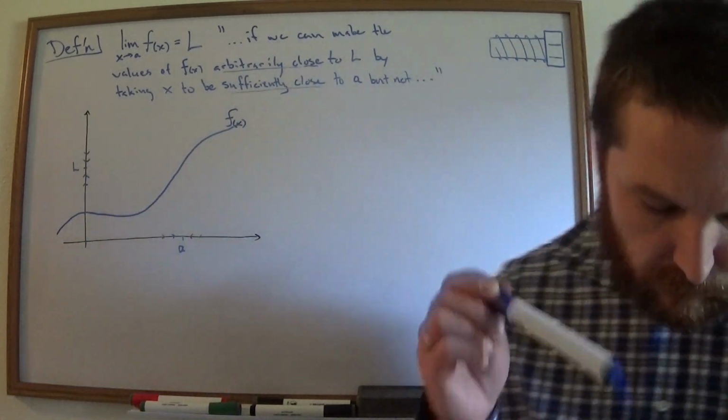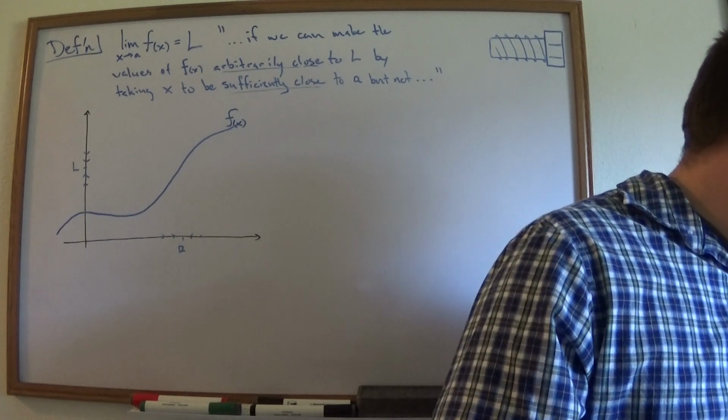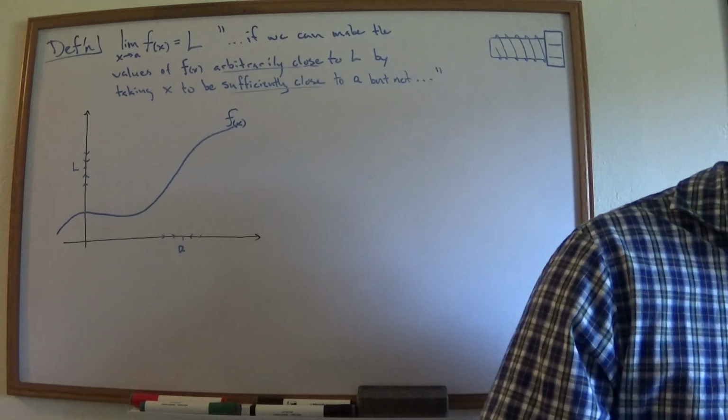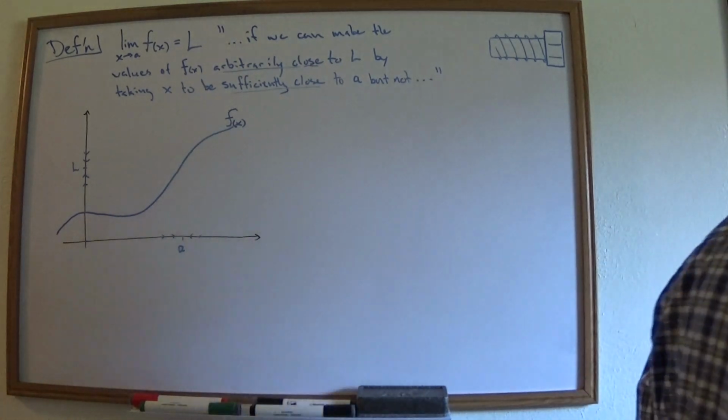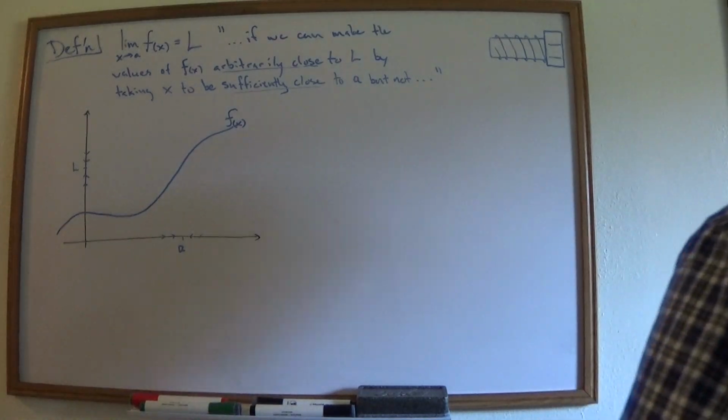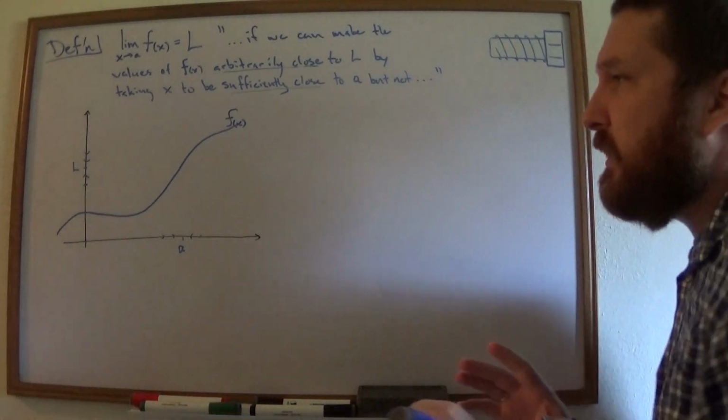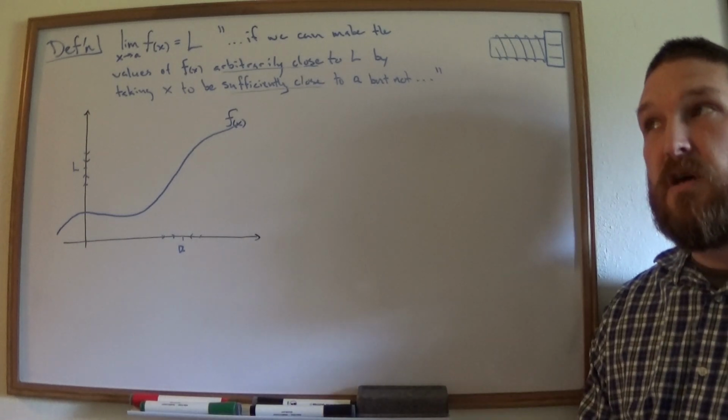So let's start with arbitrarily close. What does that mean? I'm going to give you an idea here. Arbitrarily close is basically within any given tolerance.